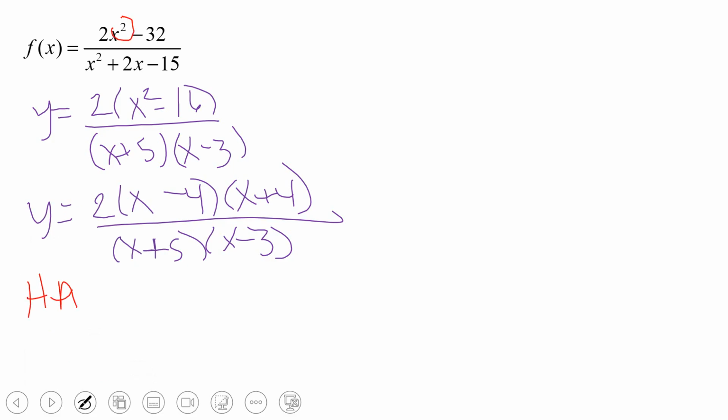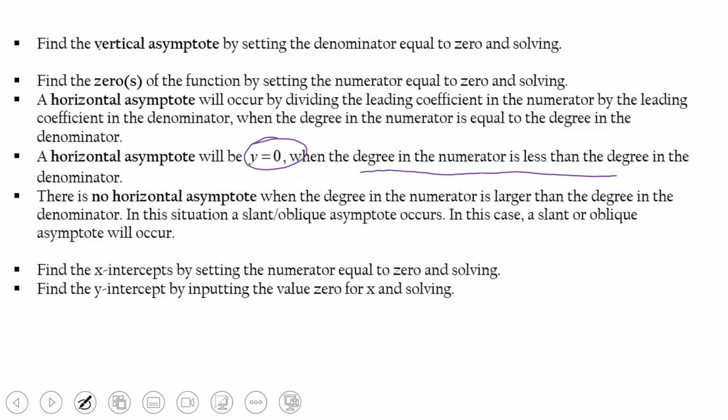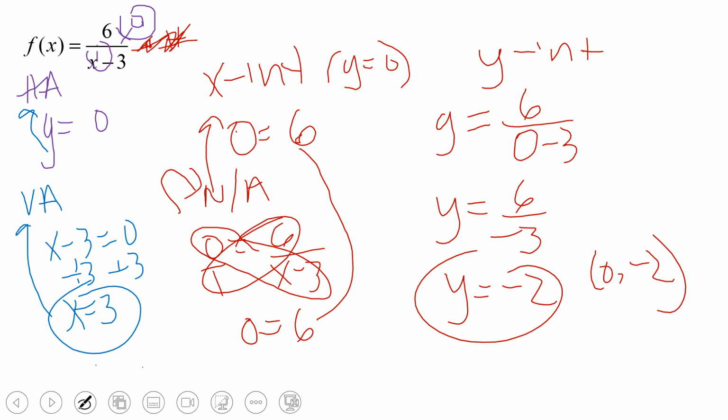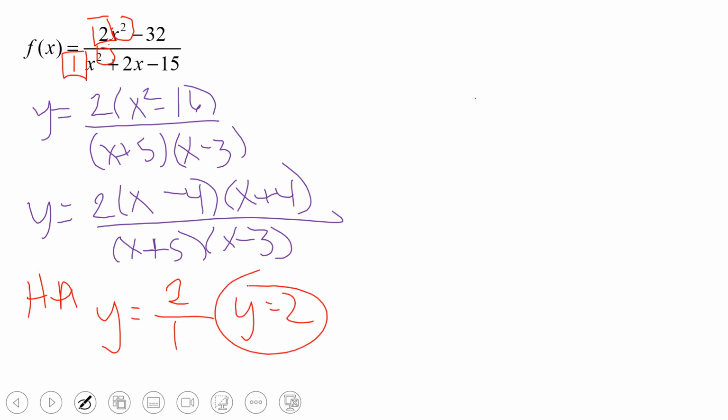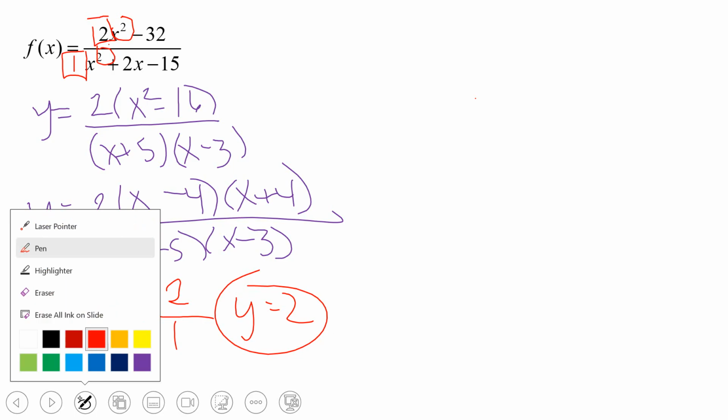So the degree in the numerator is equivalent to the degree in the denominator. And when that occurs, when they are equal, we're able to achieve the horizontal asymptote by creating a ratio. And our ratio is going to be created by y equals whatever the leading coefficient in the numerator is divided by the leading coefficient of the denominator. So here's the equation of the horizontal asymptote.